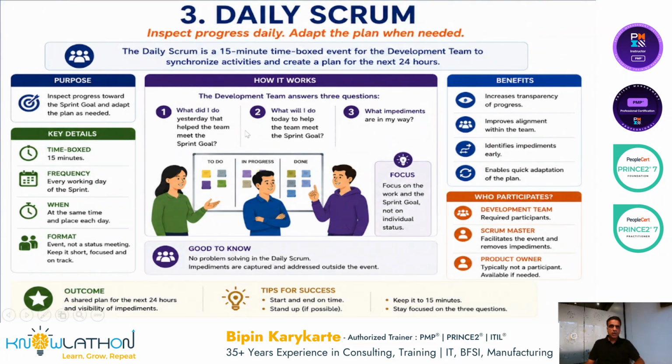So the development team answers 3 questions. What did I do yesterday that helped the team meet the sprint goal? So what went right? What did I do right? What will I do today to help the team meet the sprint goal? What will I do today to take us further? And what impediments are in my way? So are there any recognized issues which will stop me from achieving my goals?